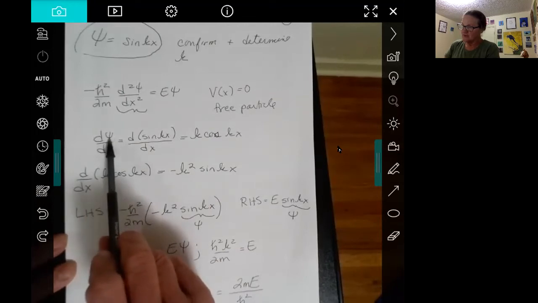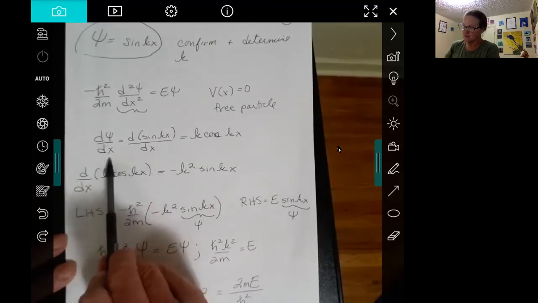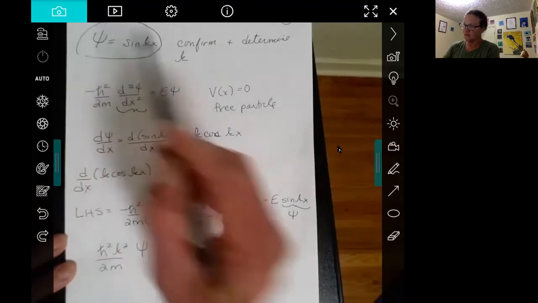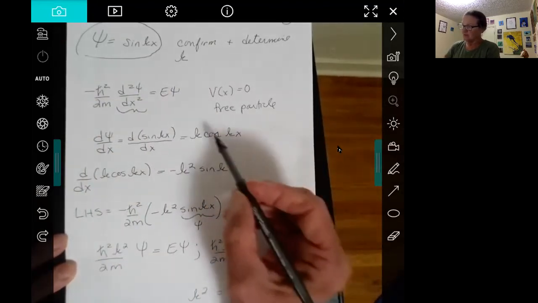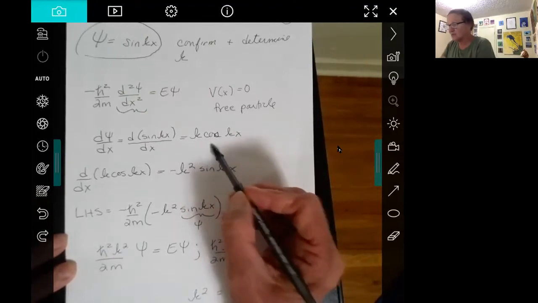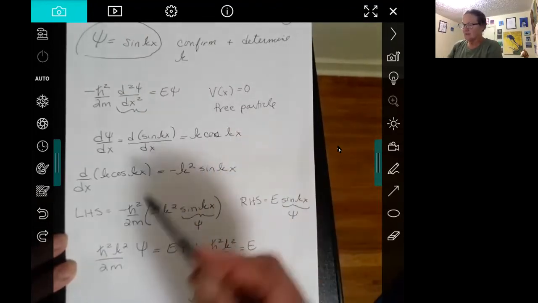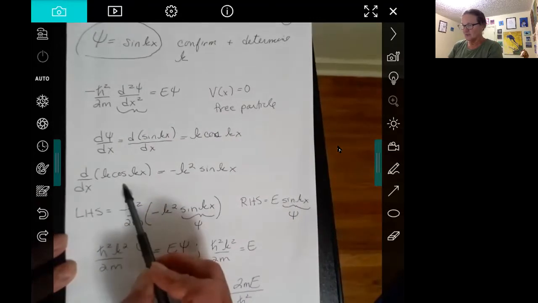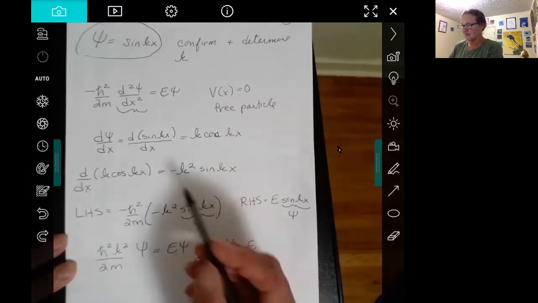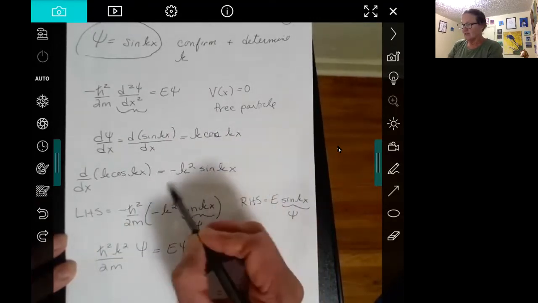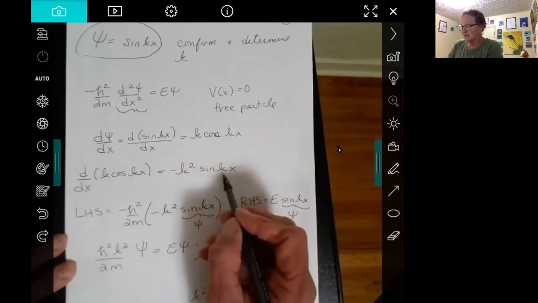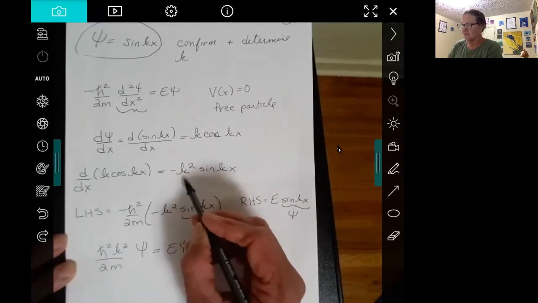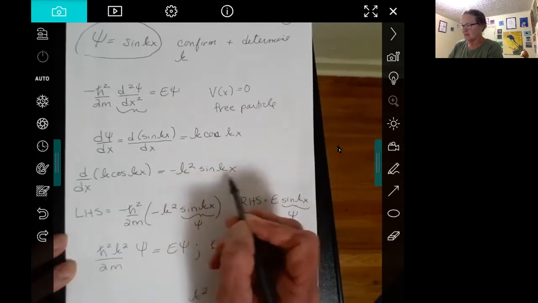The derivative of psi with respect to x, our proposed wave function, is the derivative of sine kx with respect to x. So you get k cosine kx. Now we need the second derivative, so I'm going to take the derivative of the first derivative, and what I end up with is negative. The derivative of cosine is minus sine, and you get another k, so you get negative k squared sine kx.